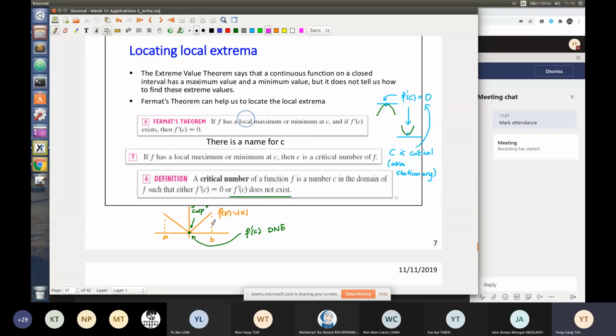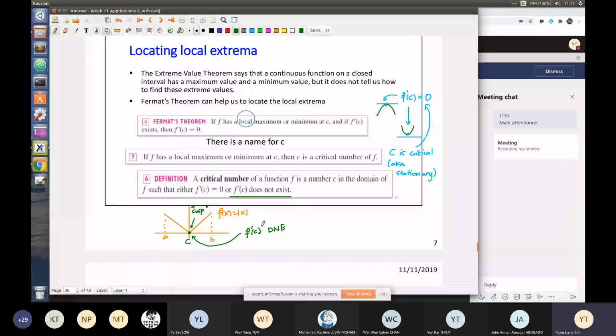Besides the stationary point, another type of critical point, whereby f prime does not exist, is known as a cusp, or sometimes also known as a kink. At this point you can clearly see that it is not differentiable, and we say that f prime c in this case does not exist. So where is your value of c? The value of c is right here, at x. So this f prime c does not exist.